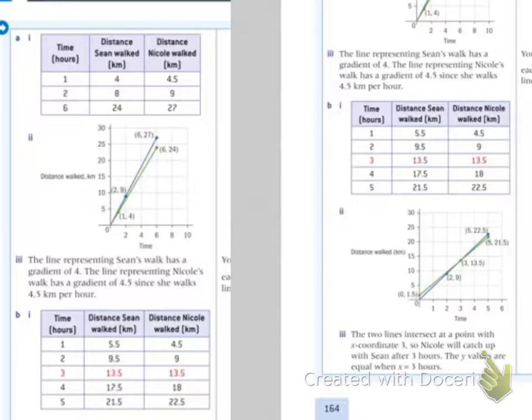Now, if I go to the answers that they have, as you can see here, they graphed both graphs. They filled in the table, they have it here. And you can see that the blue line, which would be representing Nicole, is actually steeper. If you do the work or use the graph by going up and over for both of them, you find out that she has 4.5 kilometers per hour versus Sean has 4 kilometers per hour. So she has a steeper gradient, which means over time she will go further in the same amount of time. These are things we already know.